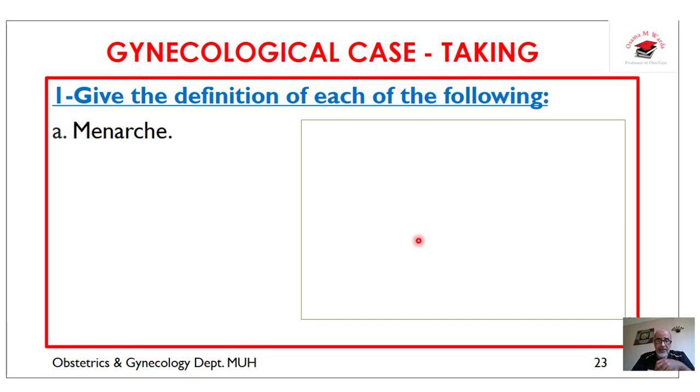Menarche. Menarche is the first menstruation of the female life. Usually in Egypt, menarche occurs at the age of 9 to 14 years. If menarche is delayed beyond 14 years without the presence of secondary sex characters, it is called primary amenorrhea. If the secondary sex characters are present, however, we should wait until 16 years.